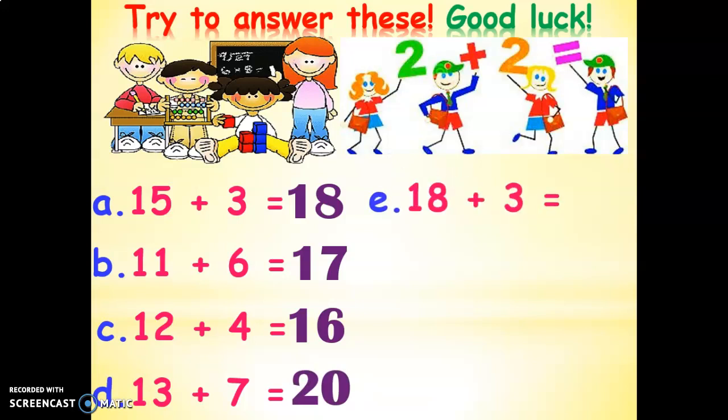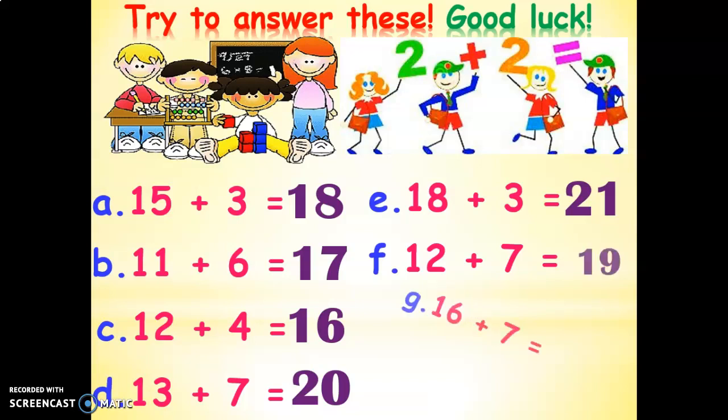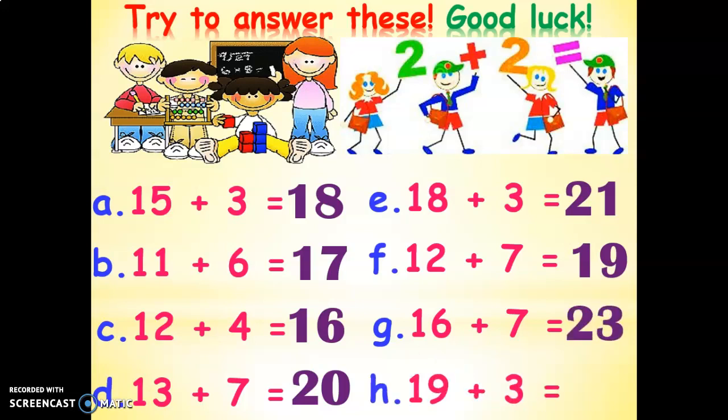For letter E, 18 plus 3 equals 21. Next number, 12 plus 7 equals 19. Next one, 16 plus 7. The answer is 23. And for the last practice, you have 19 plus 3. The answer here is 22.